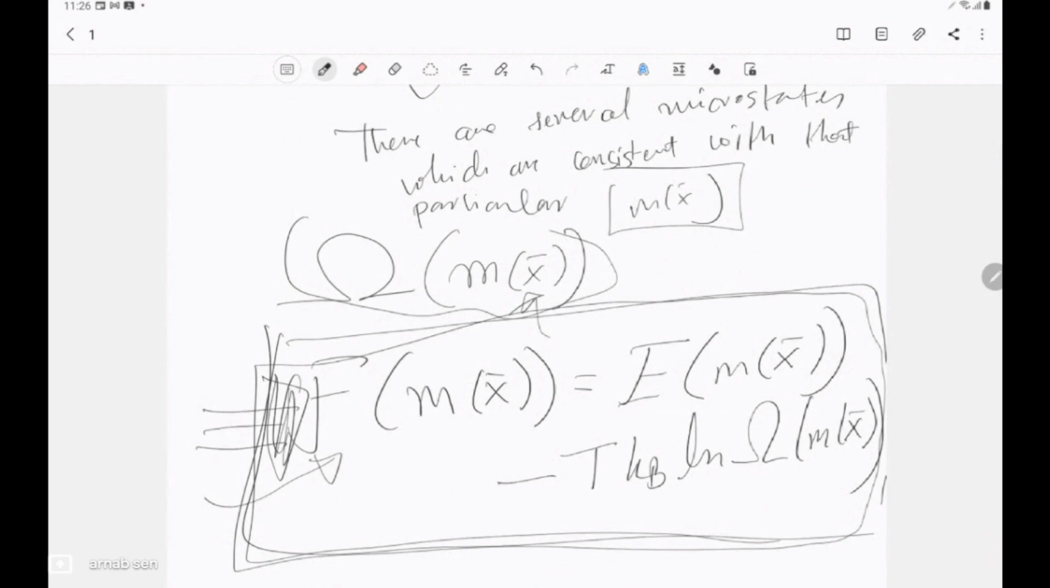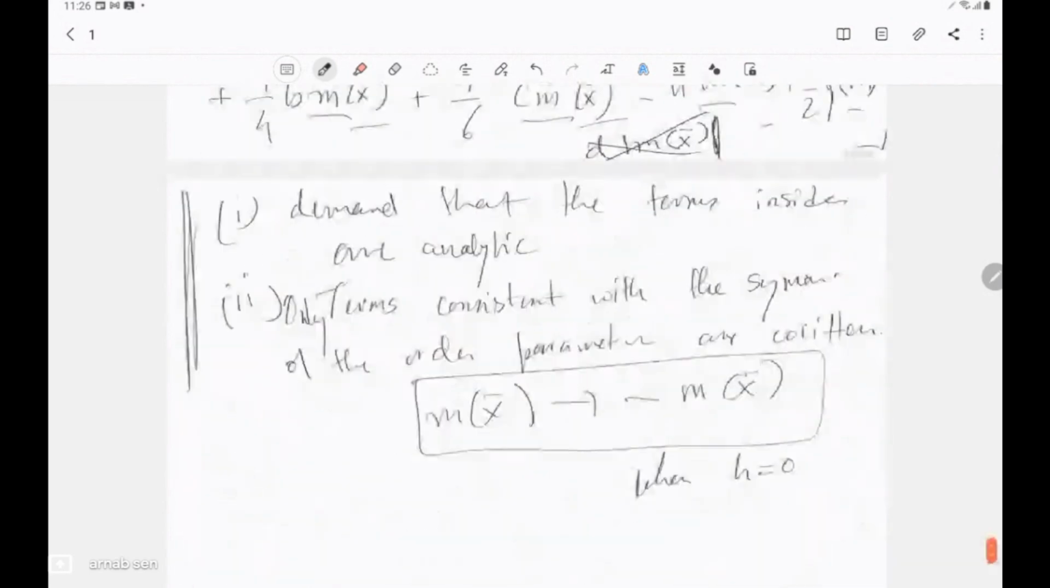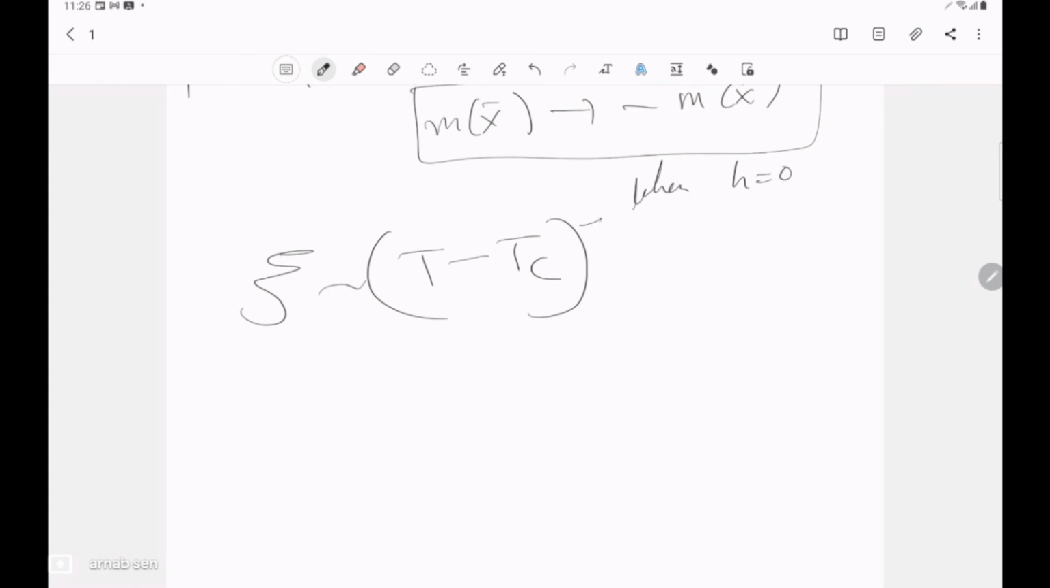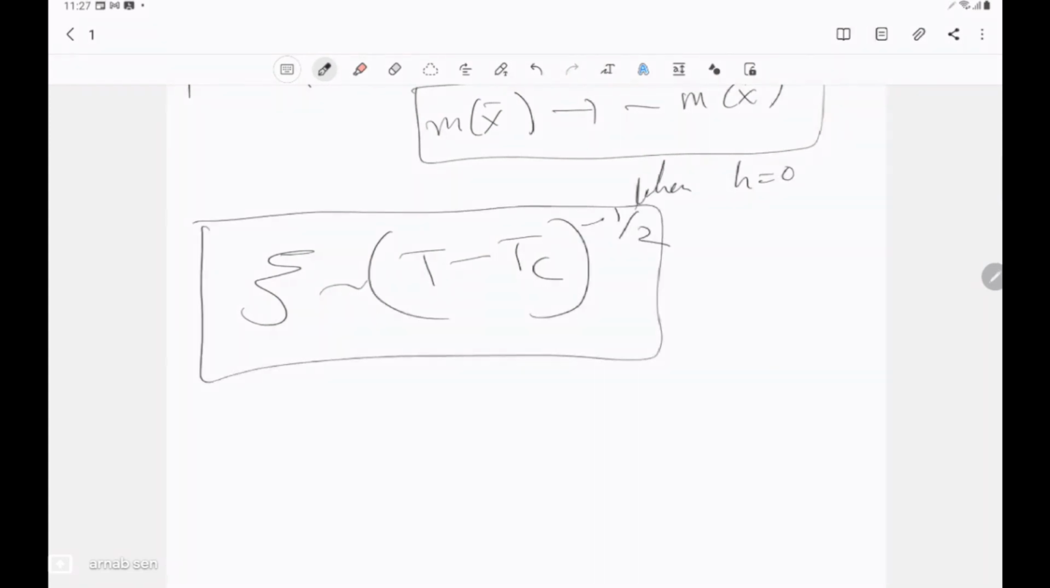Okay, so next time we'll see that writing this Landau functional and then doing some calculations using that, we'll actually see two things. First, something which we did not see earlier: that the correlation length diverges like this near the critical point. You remember, right? As within mean field theory.